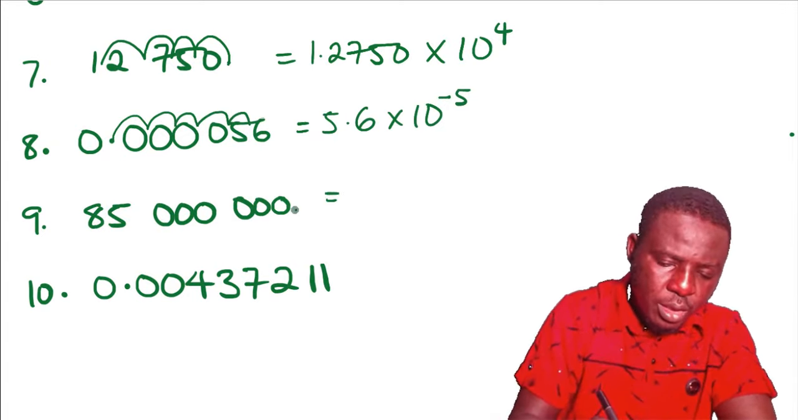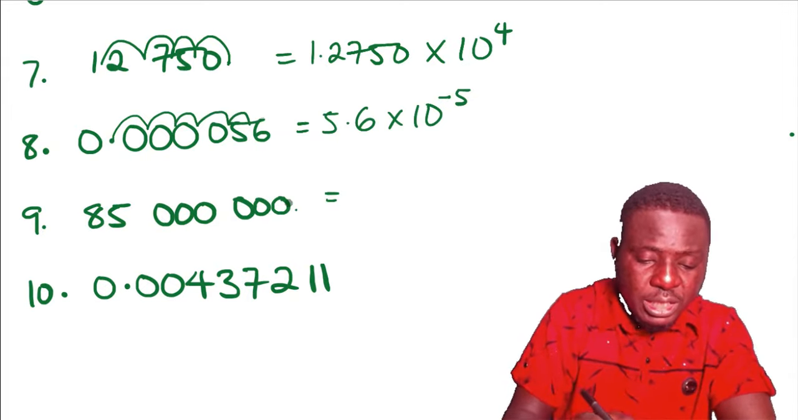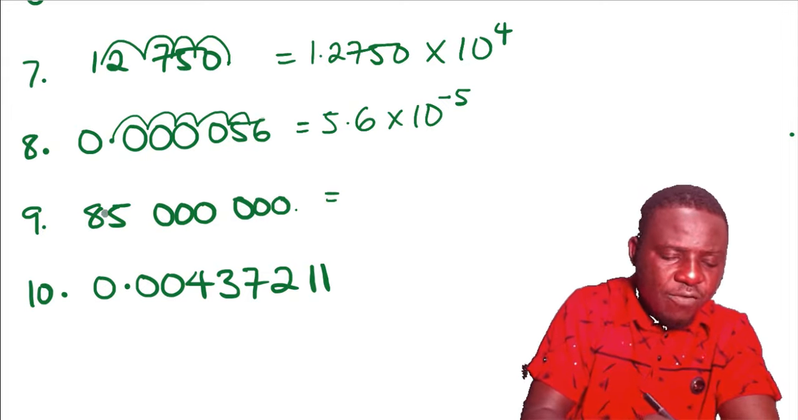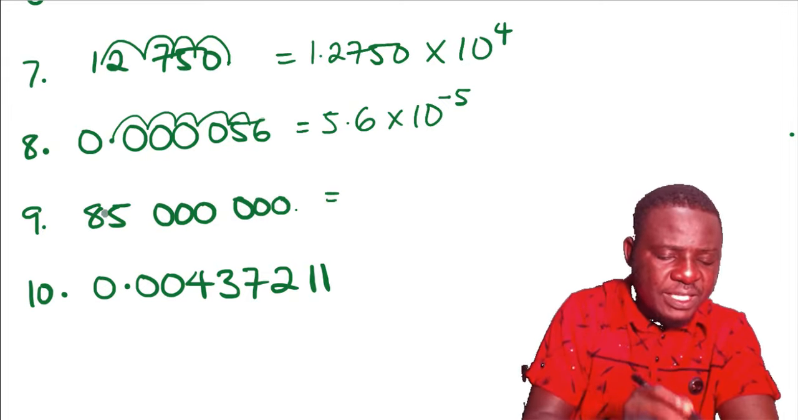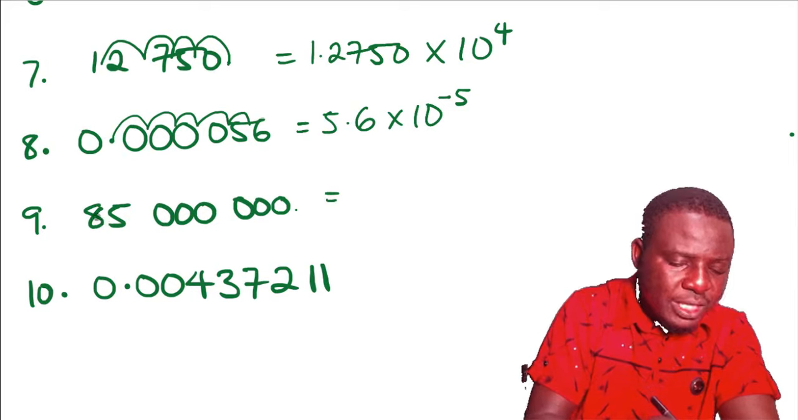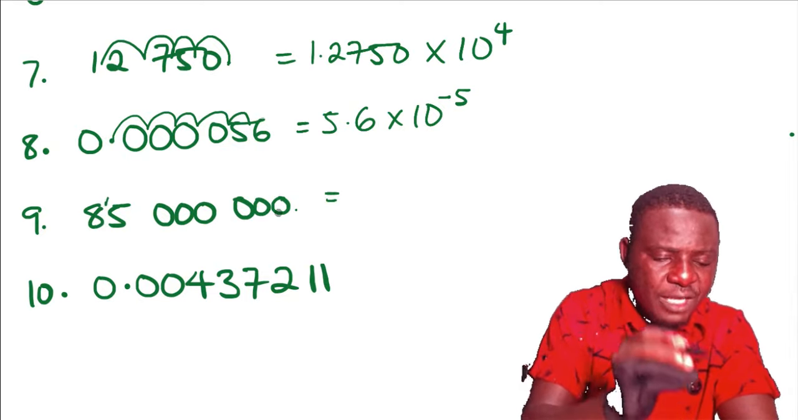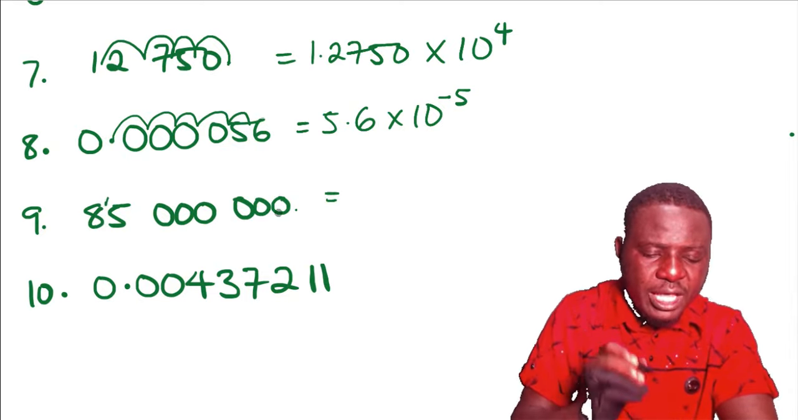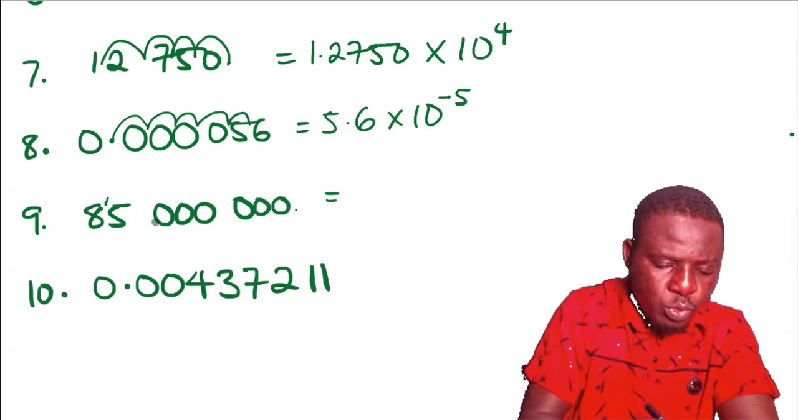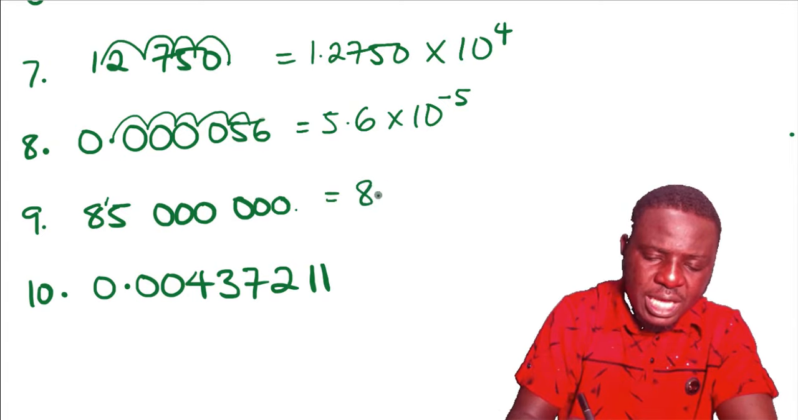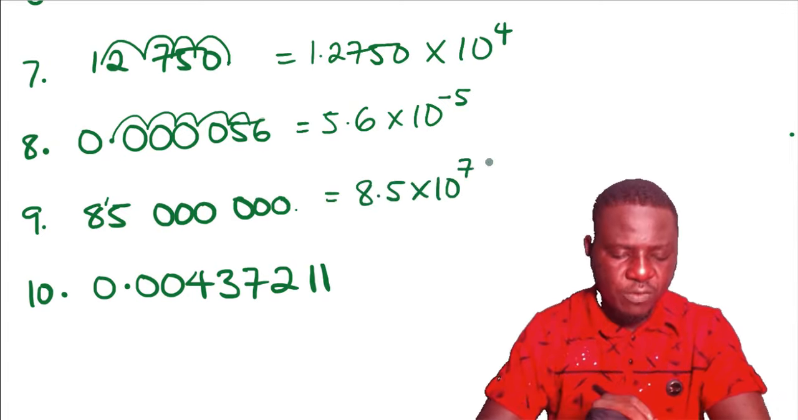Another way of doing it is, instead of you drawing lines, you can just count the number of digits that fall after the first significant figure. This is the first significant figure, which is 8. So the decimal point will be here. How many digits do you have after the first significant figure? That gives you the power of 10. This becomes 1, 2, 3, 4, 5, 6, 7. So I'm going to write this as 8.5 times 10 raised to the power of positive 7.